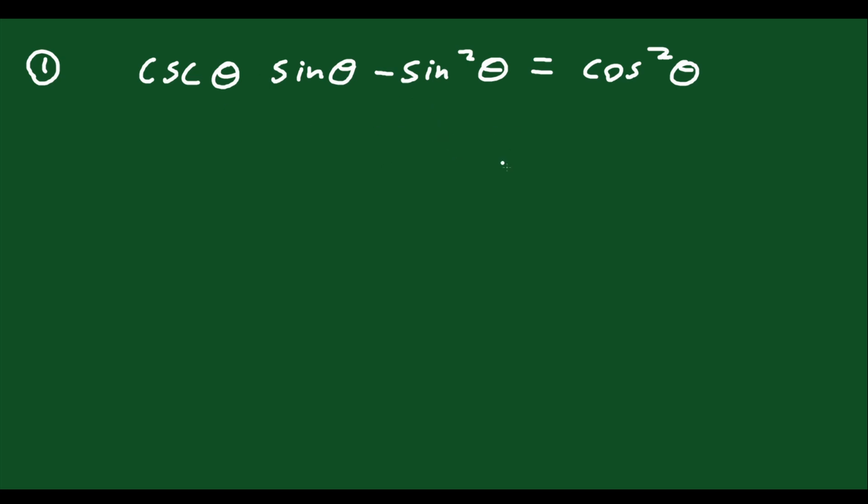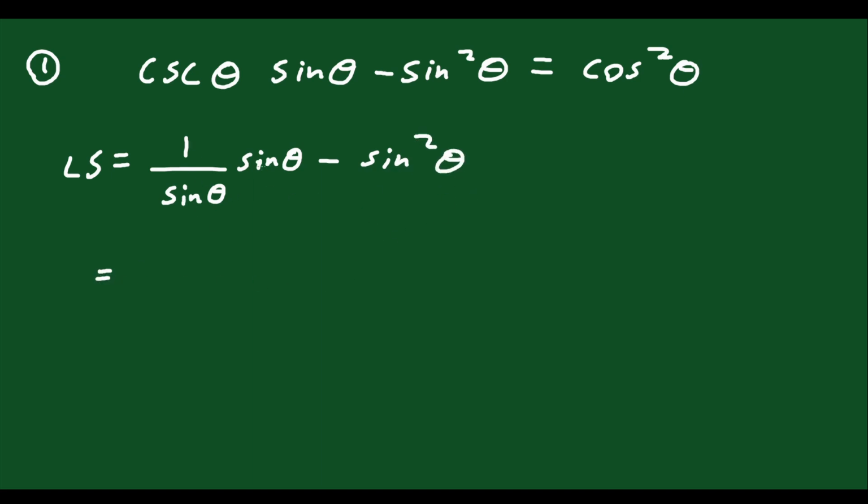Well, I notice the left side looks a little bit more complex than the right, so I'm going to work on the left side. And one thing I want to do to start is write everything in terms of sines and cosines, just so I'm speaking the same language across the board. Cosecant, I don't like that. I'm going to change that. That's 1 over sine theta, times sine theta minus sine squared theta. That's my left side. Well, 1 divided by sine theta times sine theta, those cancel, and you're left with 1 minus sine squared theta.